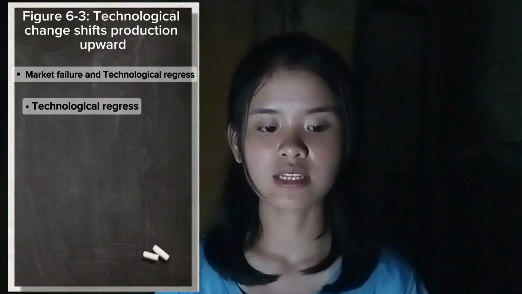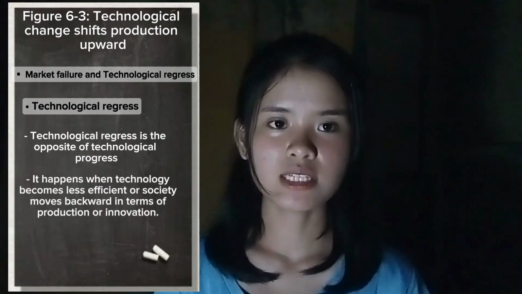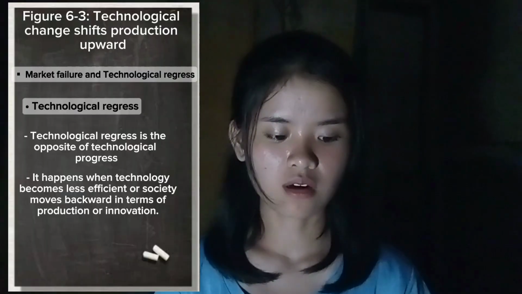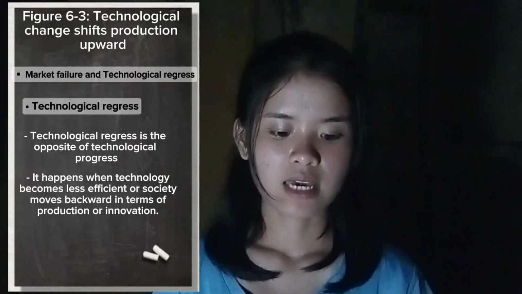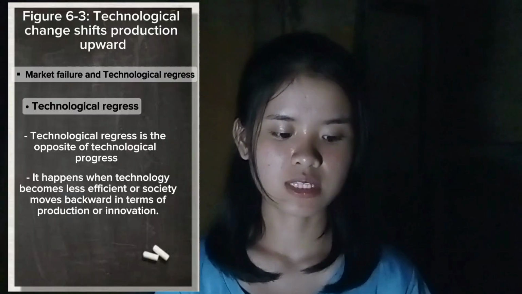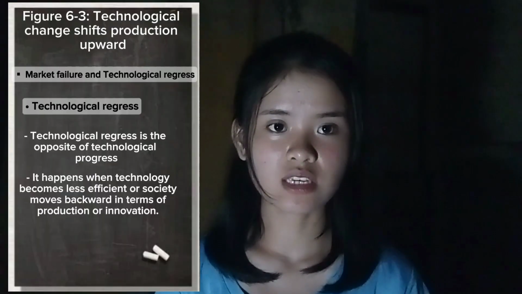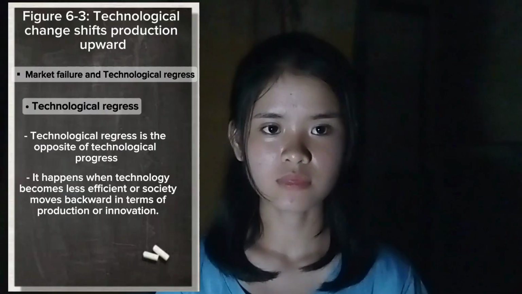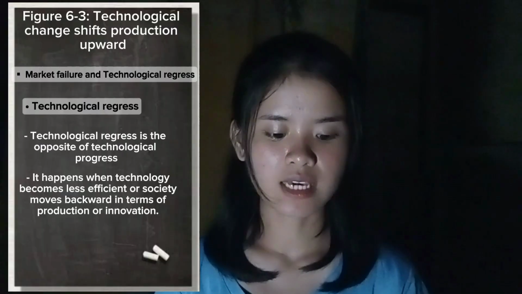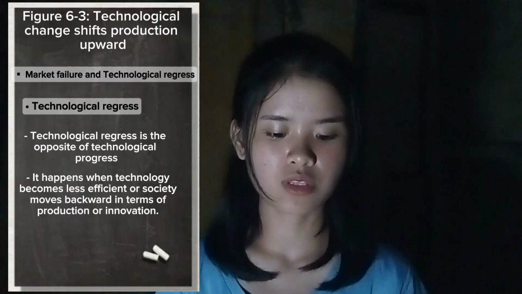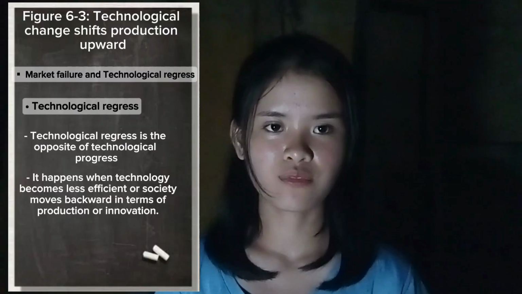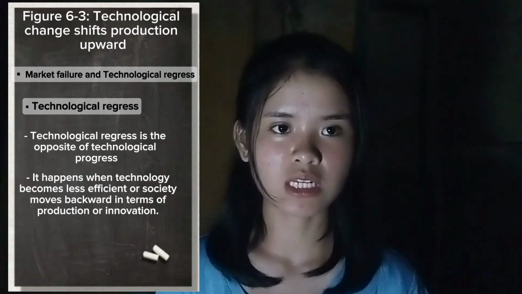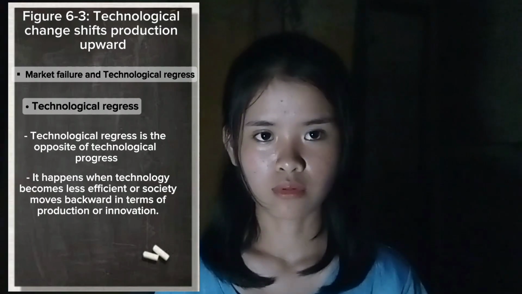Then, we have technological regress. What is technological regress? Technological regress is the opposite of technological progress. It happens when technology becomes less efficient or society moves backward in terms of production or innovation. For example, a company replaces modern machines with older, slower ones to save money. So, the company replaced their new machine with a cheaper one.